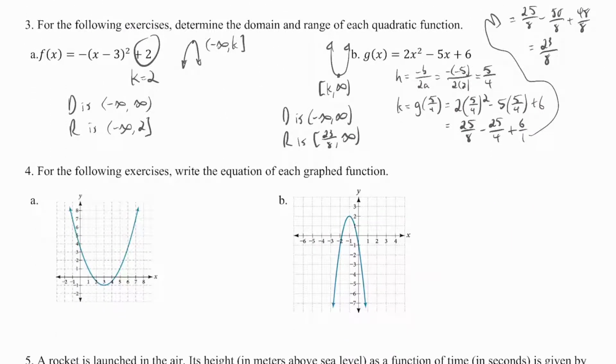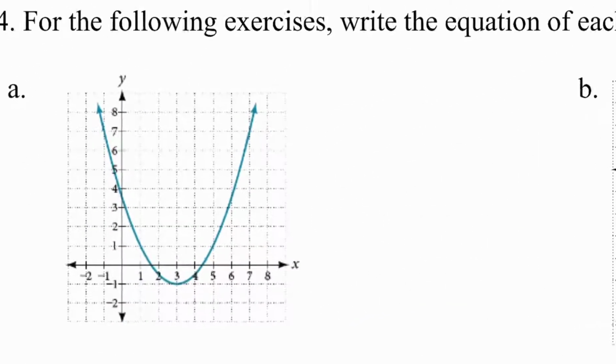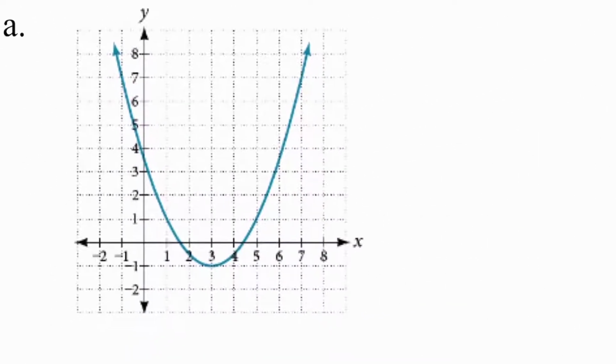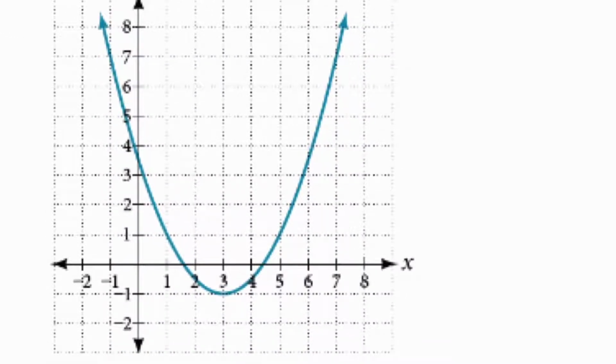For the following exercises, write the equation of each graphed function. This can be a little bit harder if the coordinates you're looking for aren't totally obvious. This one's pretty clear. This is 3, negative 1. And this is the vertex. So I found h is 3 and k is negative 1. It sure looks to me like the y-intercept is 3.5. So this ordered pair looks like 0, 7 over 2.